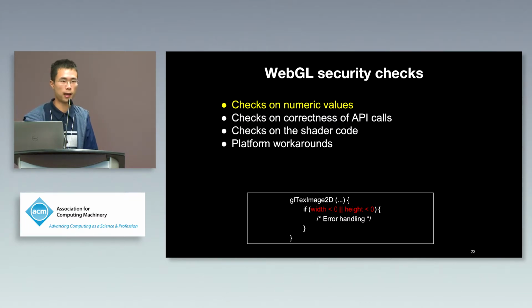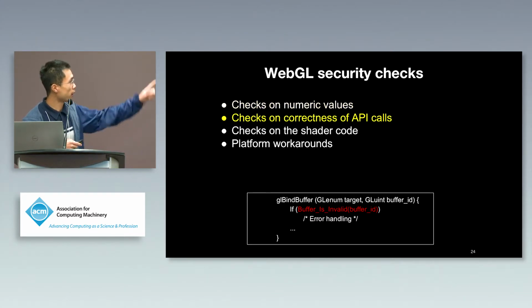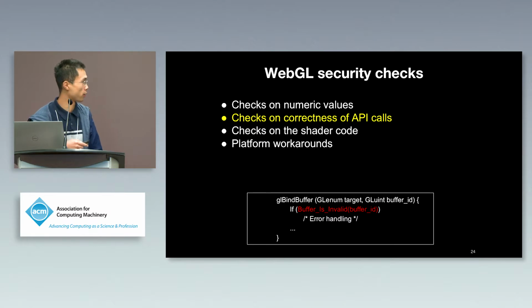They also have checks on deprecated values. They check the correctness of API calls. OpenGL is highly stateful, so you can only call a subset of the APIs at a certain rendering stage. For example, if a buffer is not yet generated, you cannot bind it.